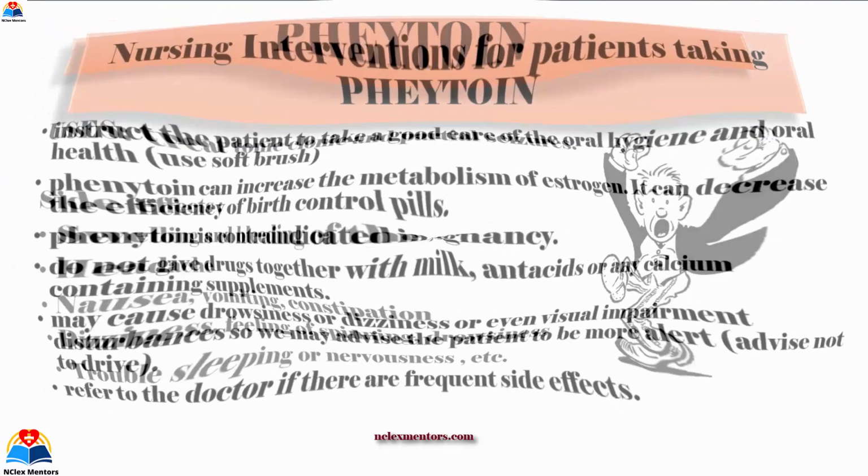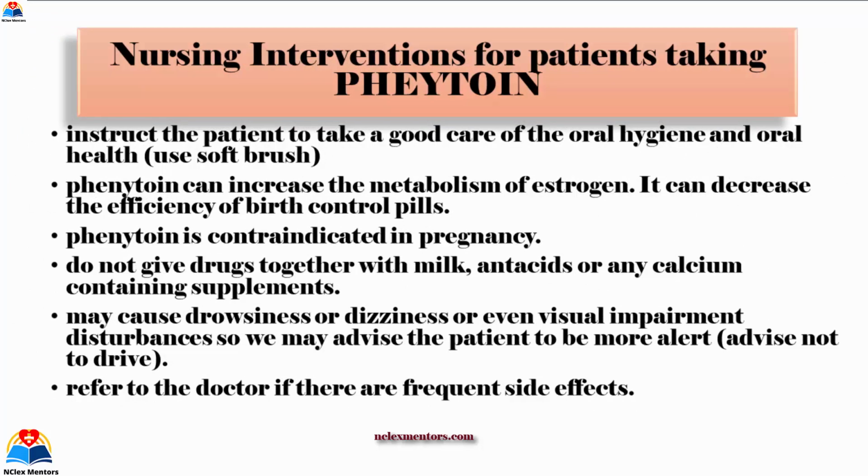So, what could be the nursing intervention for a nurse caring for a patient who is taking this drug? We studied that one of the side effects of anti-seizure drugs like Phenytoin is bleeding of the gums. So we should instruct the patient to take good care of oral hygiene and oral health. The drug Phenytoin can increase the metabolism of estrogen, which is contained in birth control pills, so it can decrease the efficiency of birth control pills. Birth control pills cannot be totally relied on as a family planning method if the woman is taking Phenytoin.